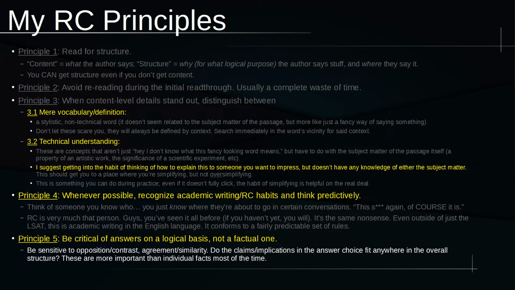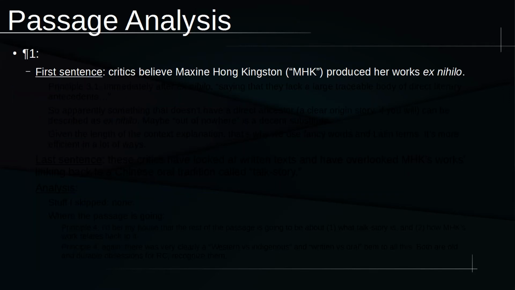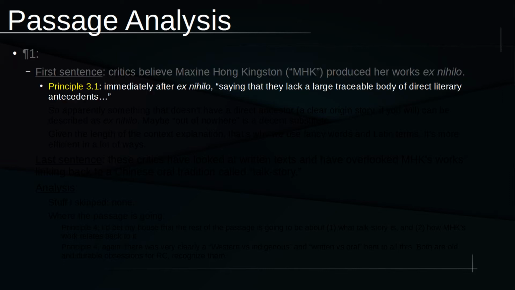And I believe, if I'm remembering correctly, I did this precise thing on one of the questions, so it'll be a demonstration of how to properly engage Principle 5. And so I'm actually just going to dive into the passage itself, starting with paragraph 1. And as I do, I'm just going to read the first and the last sentence and then just guess everything else. So the first sentence: critics believe that Maxine Hong Kingston, who I will abbreviate henceforth as MHK, produced her works ex nihilo. Oh, interesting.